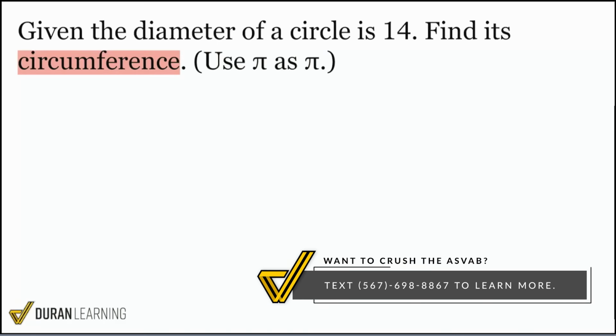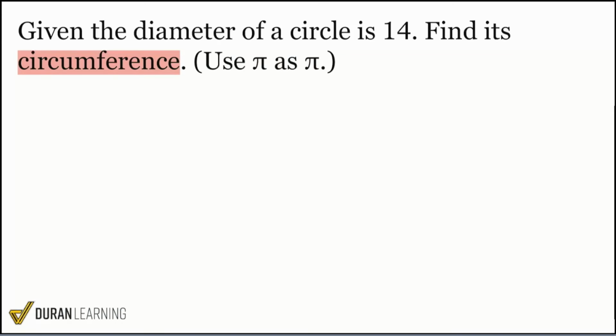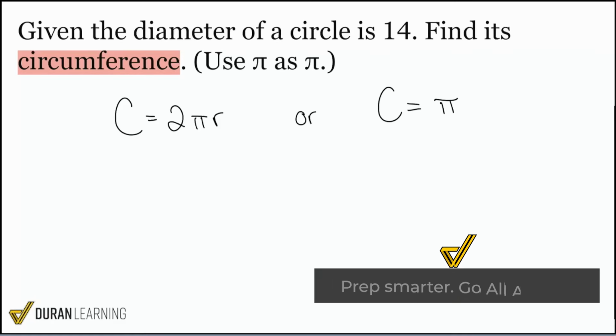Circumference, everybody, that's a pretty specific geometric word, right? That's a very specific term. There's a specific formula for it. In fact, there's two. And that's going to be circumference equals 2 pi r. And then the other formula we have is circumference equals pi times d.